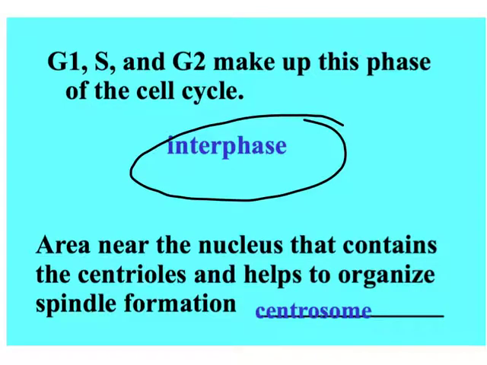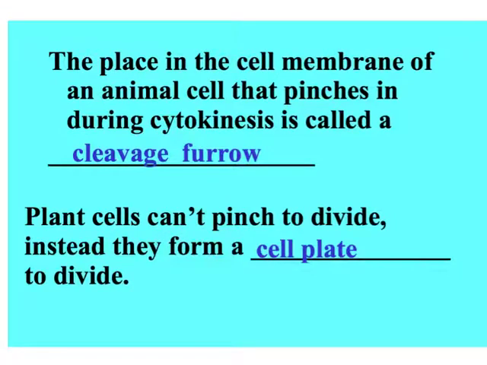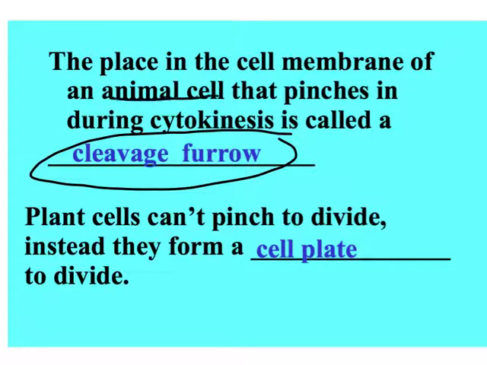G1, S, and G2 make up interphase. Don't forget that. Area near the nucleus that contains the centrioles and helps organize spindle formation is the centrosome. This was mentioned in the packet that you completed in class. So the centrosome is the place where the centrioles are until they move around to the opposite sides of the cells during prophase. Right, the place in cell membrane of an animal cell that pinches in during cytokinesis is called the cleavage furrow. This only happens in animal cells, okay? So keep that in mind.